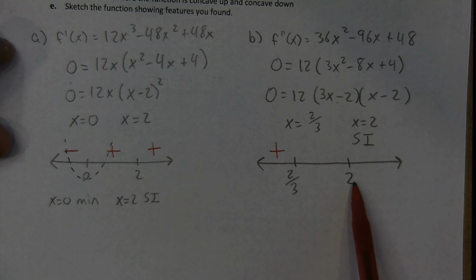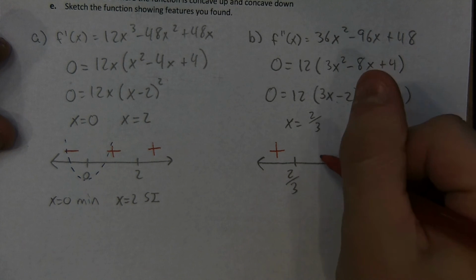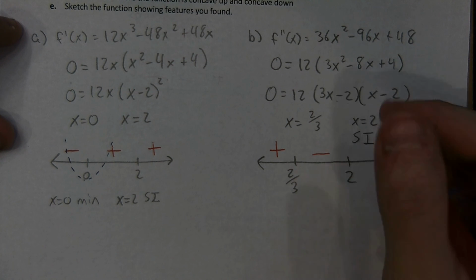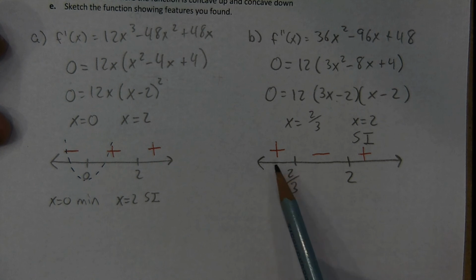Something between these two that you can plug in is 1. Plug in a 1 here, you get a negative, but you get a positive here. And then plug in, say, 3. Positive, positive. Cool. So, yeah, this is an inflection point because I had a change in concavity.